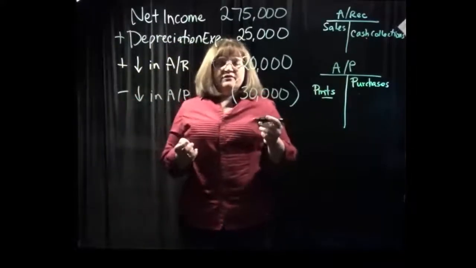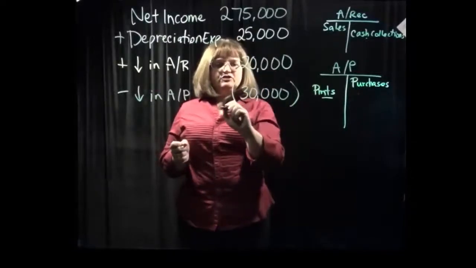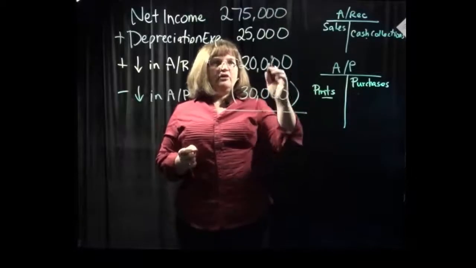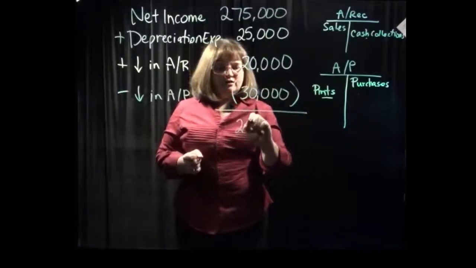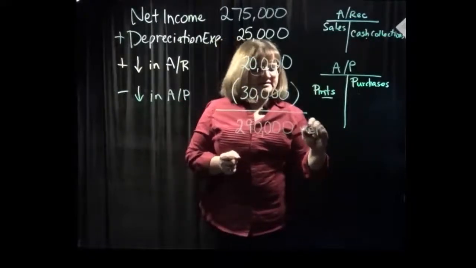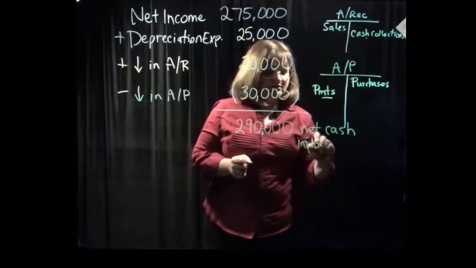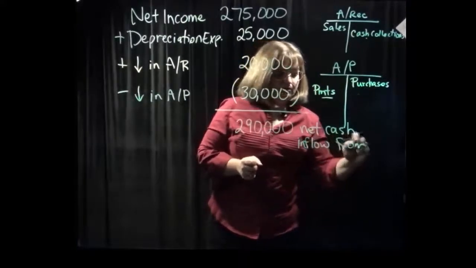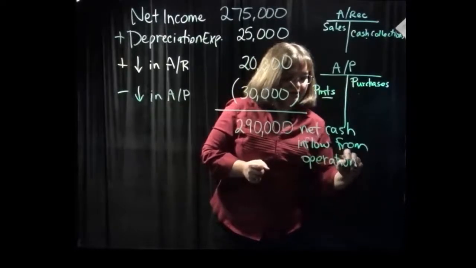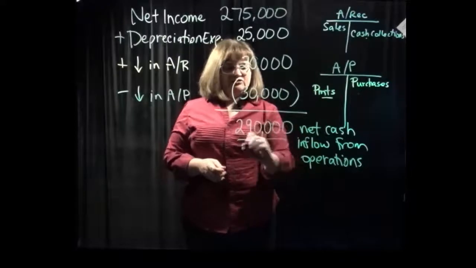These were the only pieces of information we were given relative to the operating cash flows and the net income of this company. Therefore, we simply net all of these together, and so we end up with $290,000 as the net cash inflow from operations or operating activities, whichever way you want to say it. So that's the answer to this problem.